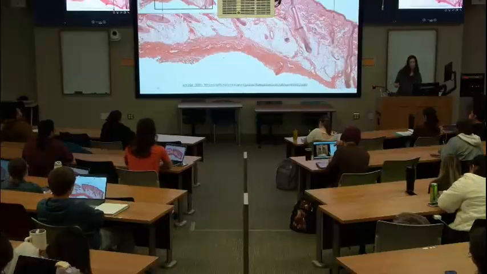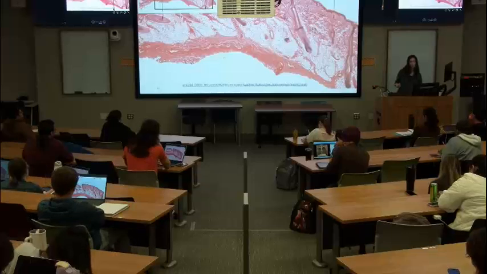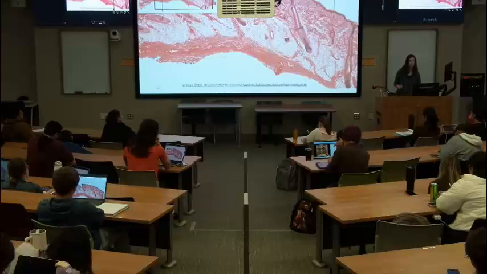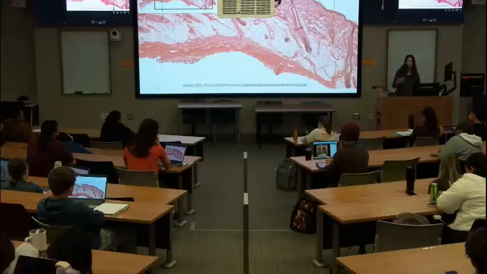For the layers, you can see that the stratum corneum is very thin and very wispy. The thicker tissue is going to be the stratum spinosum. Right? There won't be any sign of a lucidum.